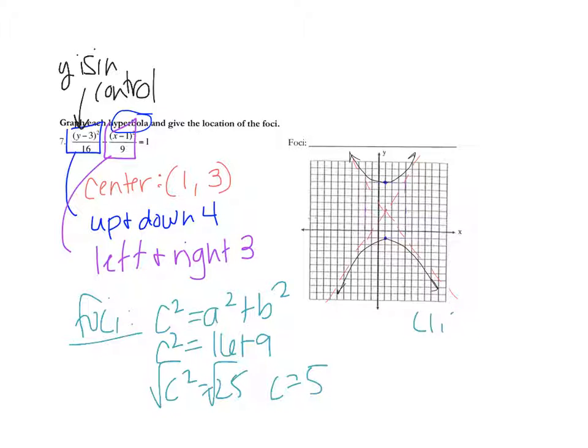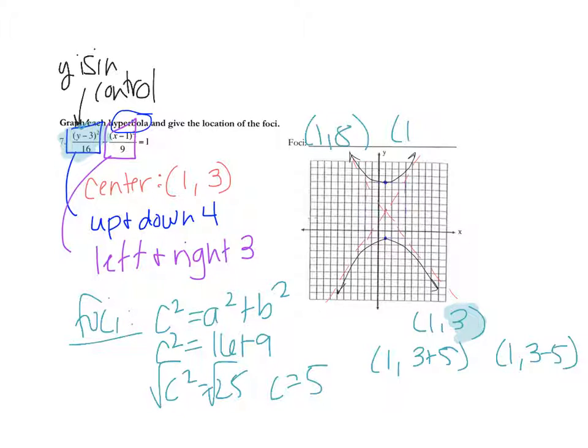So we're going to take our center, 1, 3, and we're going to look at what's in control. It's that first fraction that tells you what's in control. So that tells you y is in control. So that means I'm going to change the 3 here. That's what I'm going to add and subtract 5 onto. So it's going to be 1, 3 plus 5 and 1, 3 minus 5. So we get 1, 8 and we get 1, negative 2.